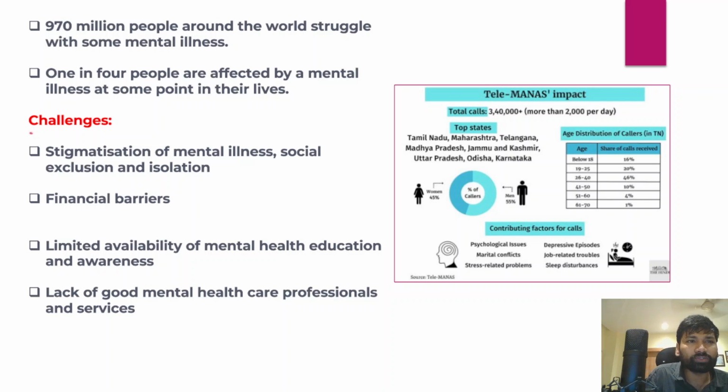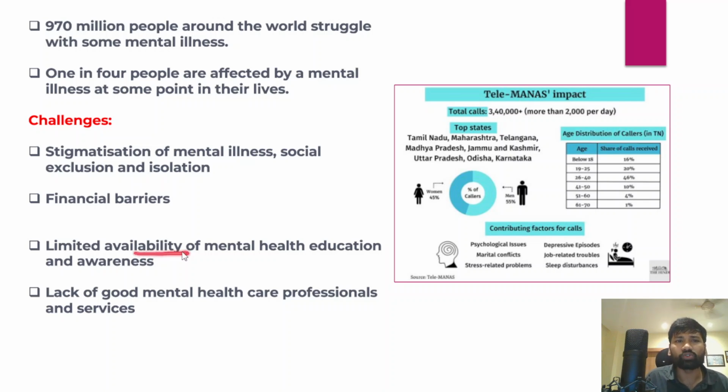However, there are a number of challenges in addressing mental health issues. So first and foremost is the social stigma attached to mental illness, and the social exclusion and isolation whenever people face these mental health issues. So that is the main problem. First and foremost, we need to sensitize society towards mental health issues. And after that, financial barriers are also making people who have been facing distress stay away from accessing care.